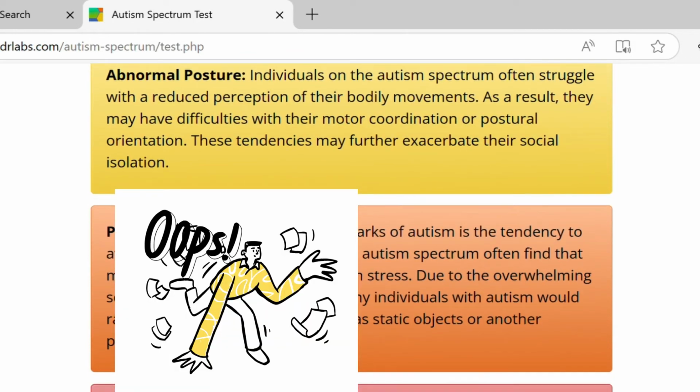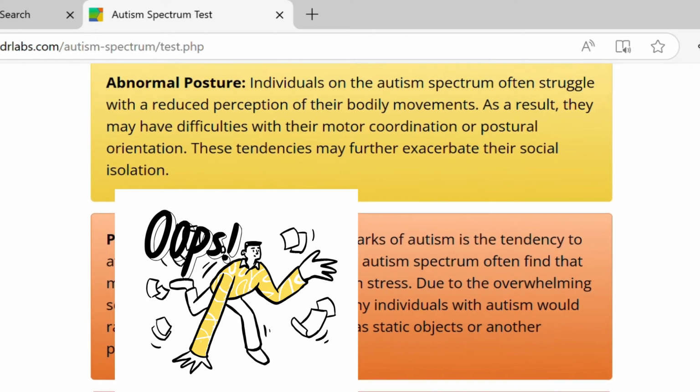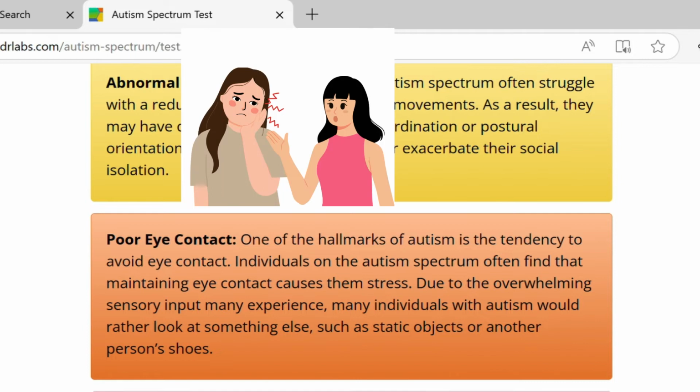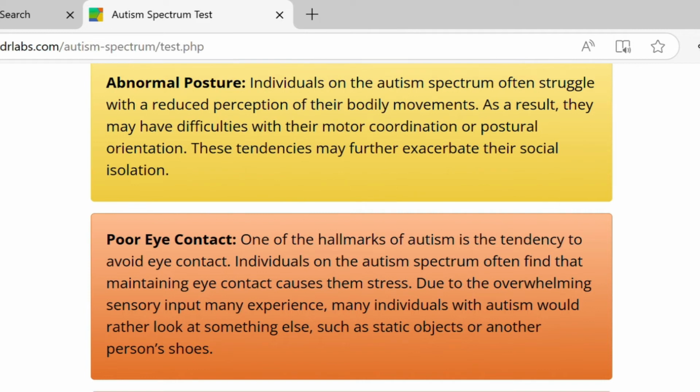Abnormal posture, this is the one I was wondering about. Why is it there? Well, it says because we have trouble with perception of our bodily movements. We can be clumsy, bad motor skills, not good at sports maybe. It says one of the hallmark traits of autism is a tendency to avoid eye contact. It may affect you differently, and sometimes we'll have trouble maintaining eye contact due to overwhelming sensory input.